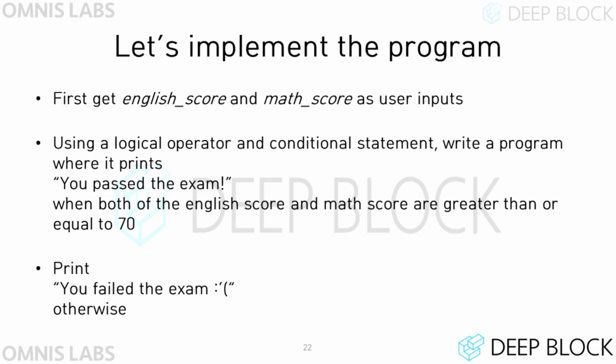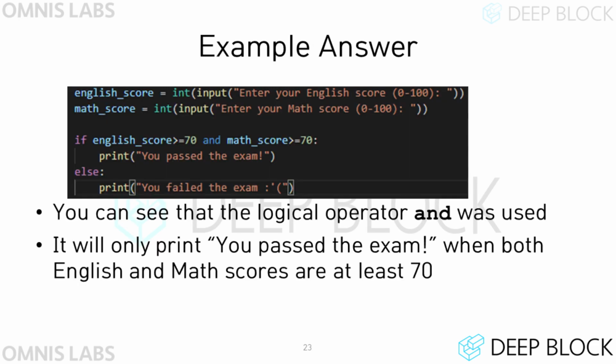Pause the video and continue playing the lecture after trying to write the code yourself. Did you write the code similar to the one on the slide? If you look at the slide, you can see that I wrote the program using the logical operator AND. First, the program receives and saves English score and math score from the user. And then, "you passed the exam" is printed if both English score and math score are 70 or higher. Otherwise, else, "you failed the exam" is printed.